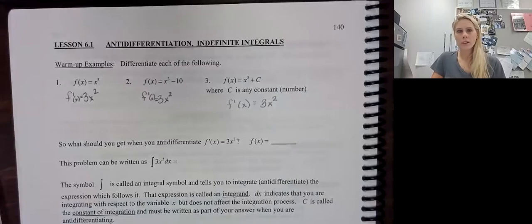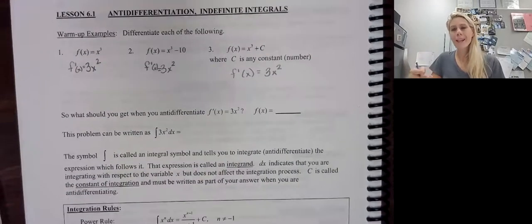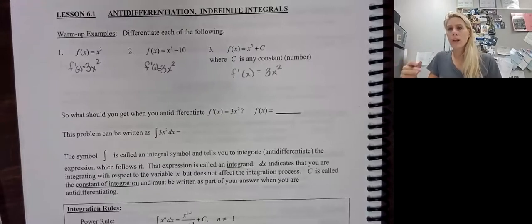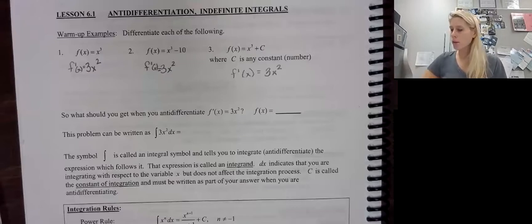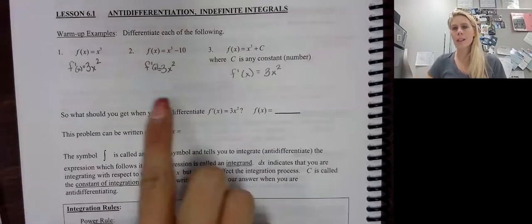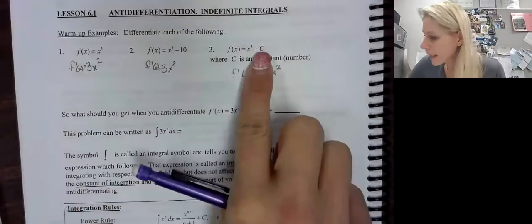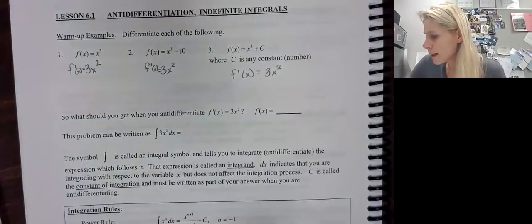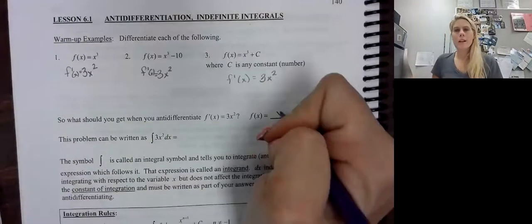What do you guys notice? We had 3 different functions, and when we took the derivative of each function, the derivative was the same for all of them. So if we started with this and went backwards, what's the only thing that's in common with each of these going backwards? It's x cubed.